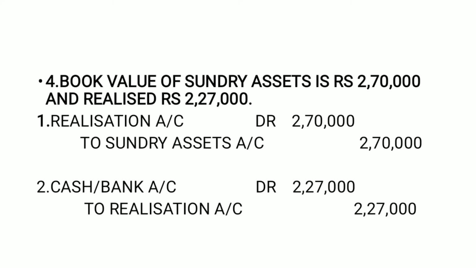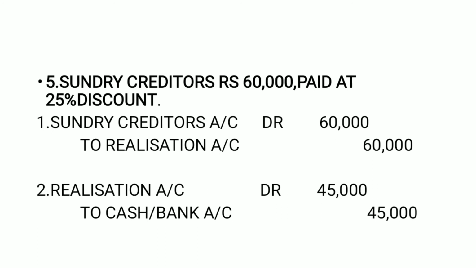So, next transaction. Yes, it says sundry creditors rupees 60,000 paid at 25% discount. First of all, what are creditors? Creditors, of course, is a liability, and the liability here is of rupees 60,000, and at the time of dissolution the payment of this liability is at 25% discount.